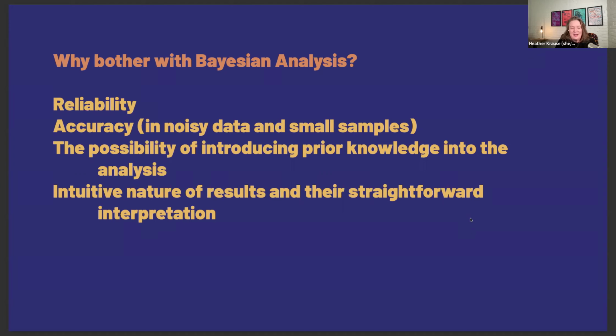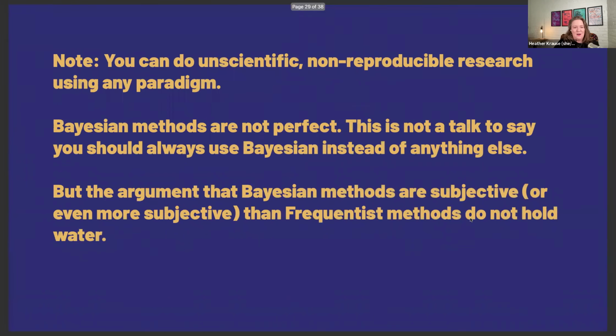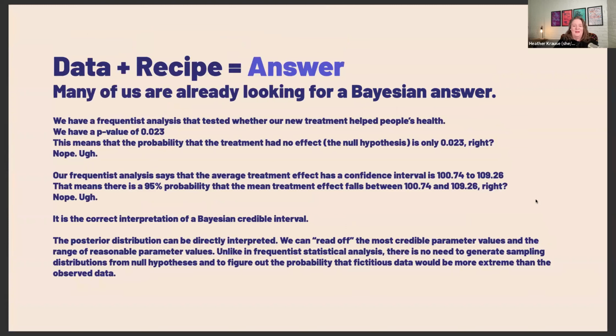So if you're doing an analysis that says how much of a change our new economic policy is having on people's income, let's say that we do a frequentist analysis of the change that our new economic policy is having. And that frequentist analysis shows us that the confidence interval for the average treatment effect, or the average change that our policy is having, is like 100.75 to 109.26.